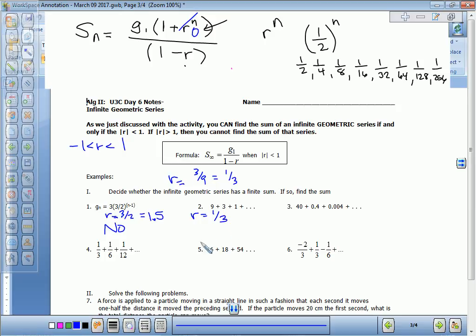Okay, so can we do it? Yes, because 1/3 falls in this interval. 1/3 would be between 0 and 1, wouldn't it? Okay, so we can find the sum of an infinite geometric sequence. What we do is we take the first term, which is 9, and divide it by 1 minus the ratio. Is that the formula? Yeah. All right, punch it in. Let's see what you get.